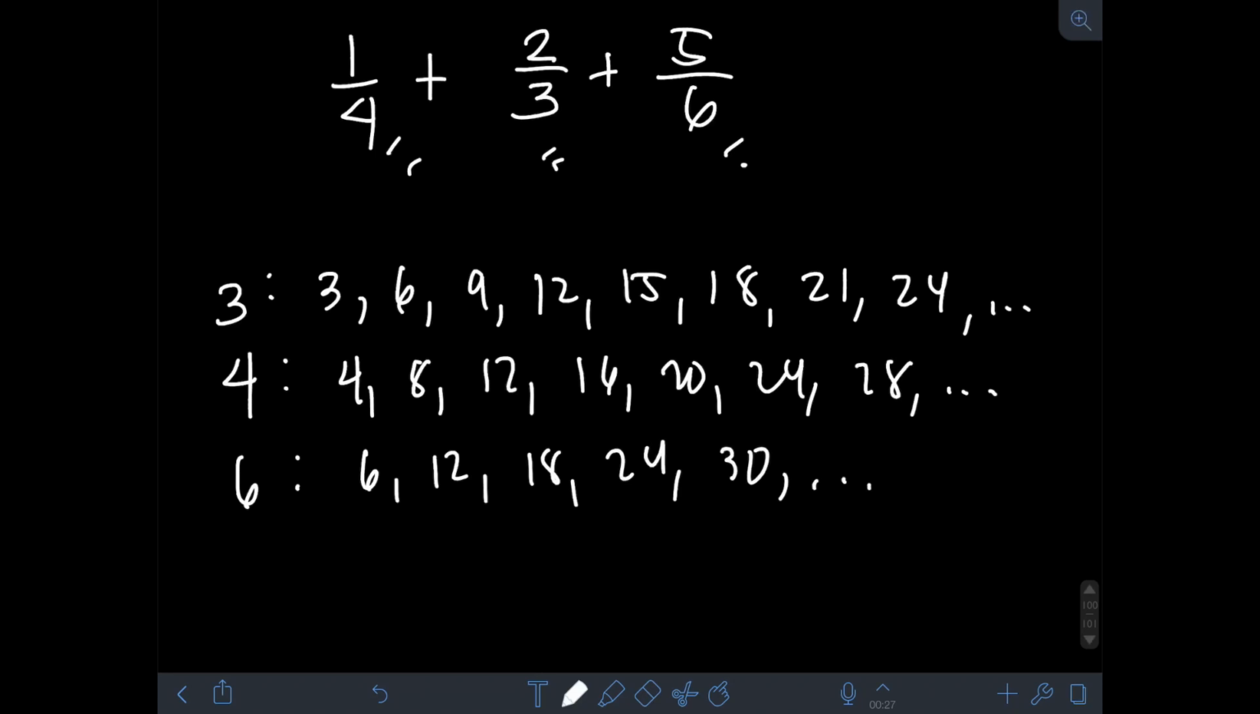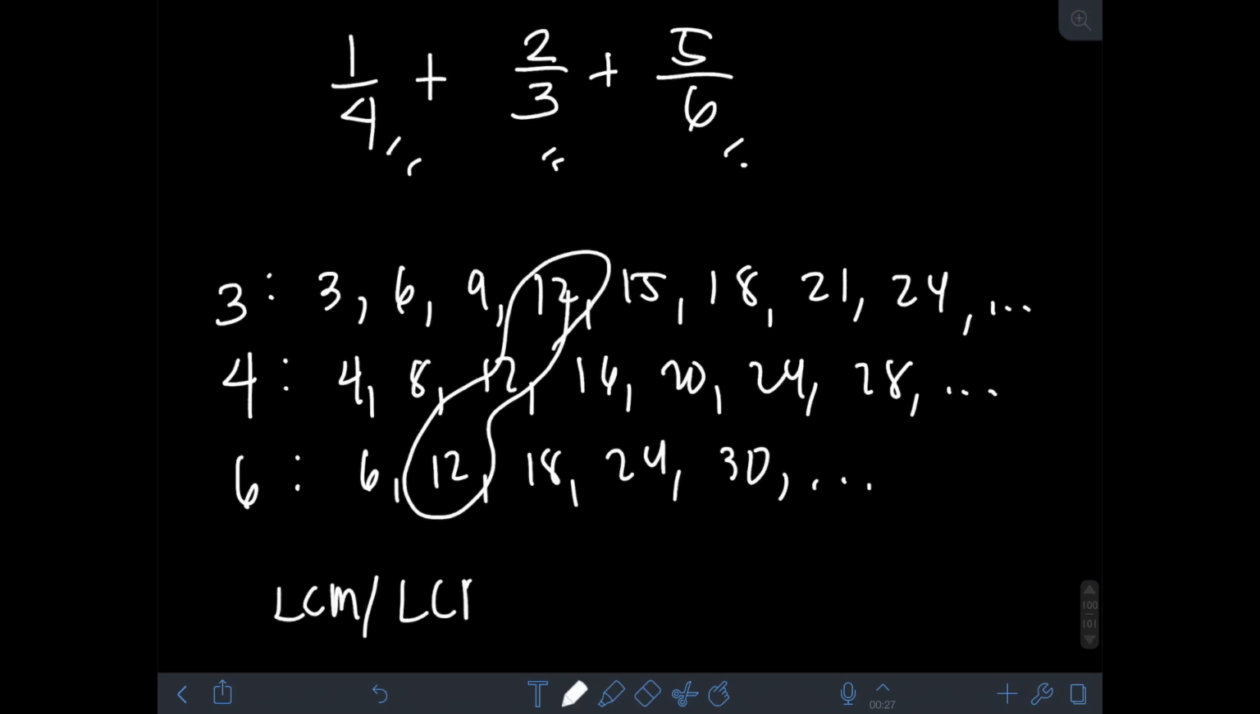So looking at this list of multiples of 3, 4, and 6, we see that the least common multiple that appears is obviously 12. Right? So therefore, the LCM or LCD is equal to 12. So we can now transform all of the 3 fractions into their equivalent forms having a denominator of 12. So let's start with 1 fourth.